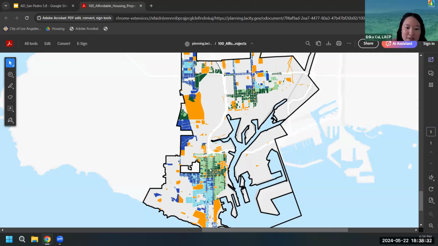The idea is that if you're in a higher market tier, potentially there's ability for projects in that area to provide more affordable units within their projects, because they can offset them with greater rental prices that are currently in that area, in that neighborhood. Does that answer that question?